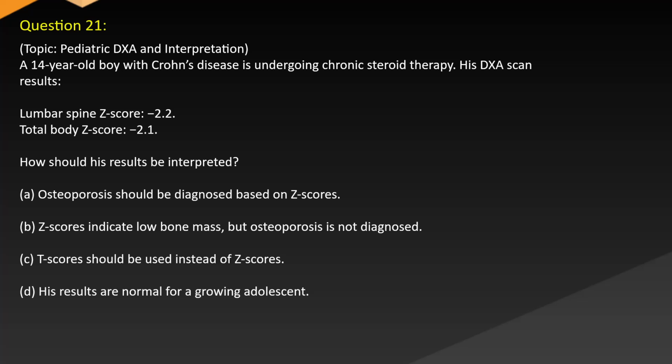A. Osteoporosis should be diagnosed based on Z-scores. B. Z-scores indicate low bone mass, but osteoporosis is not diagnosed. C. T-scores should be used instead of Z-scores. D. His results are normal for a growing adolescent.